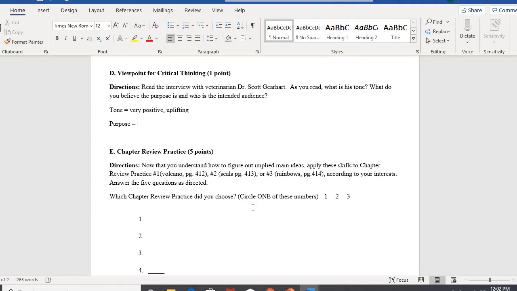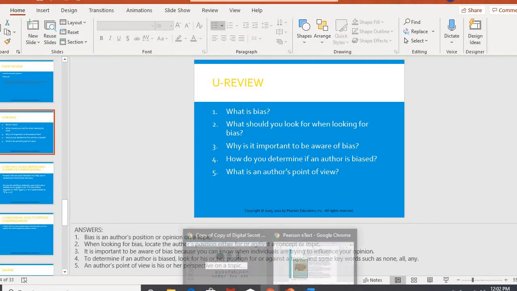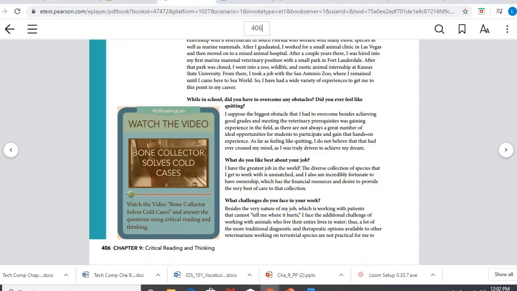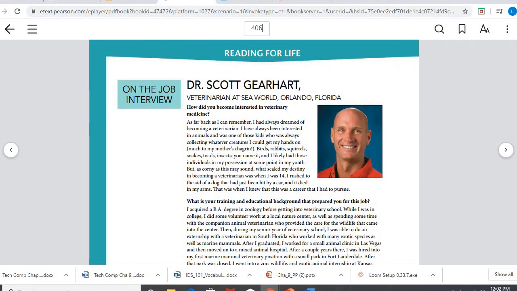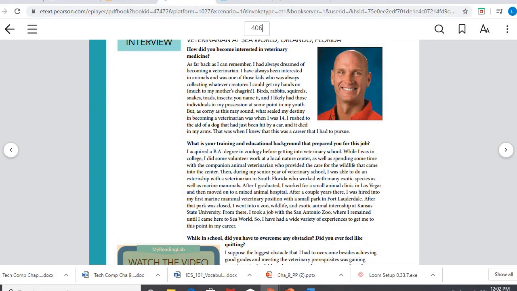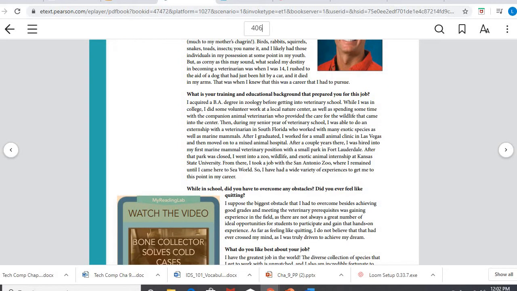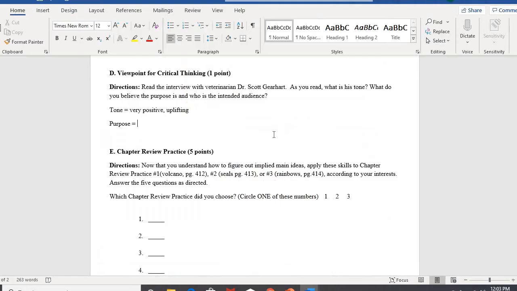What is his purpose? Now, keep in mind, he may be trying to persuade people. That might be a side effect to become a veterinarian. But in general, the purpose of an interview is to inform. He's going through and giving information: here's why, here's how, here's what. This is mostly to inform. And I will say hints of persuade.